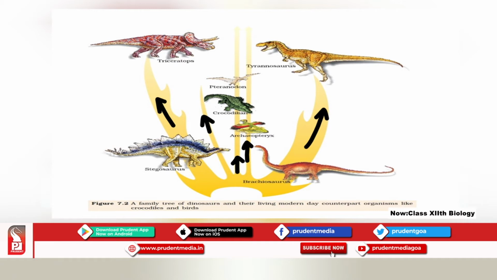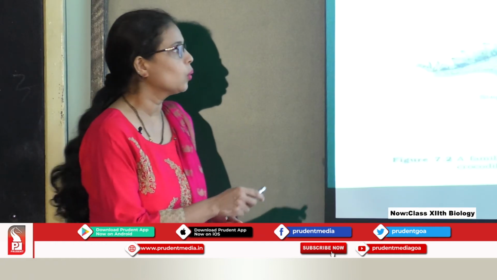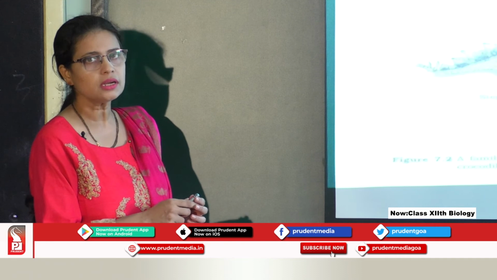We have Tyrannosaurus, the largest dinosaur. Then we have Archaeopteryx, which again became extinct, but gave rise later on to the present-day birds. Then some crocodilian forms. In the crocodilian forms, many became extinct, some are still present. Then Pteranodon, flying reptiles. Then one line of evolution has gone towards the Triceratops, the three-horned organism. So the majority of them have become extinct. Since in the theory nothing much is explained about this, I won't go into detail, but still you need to know these names at least for your competitive exams like NEET.